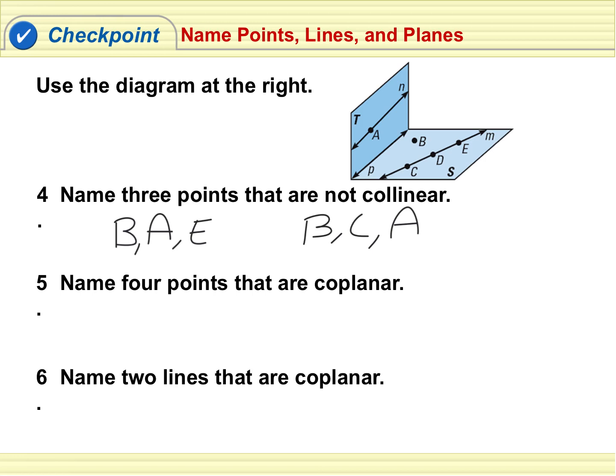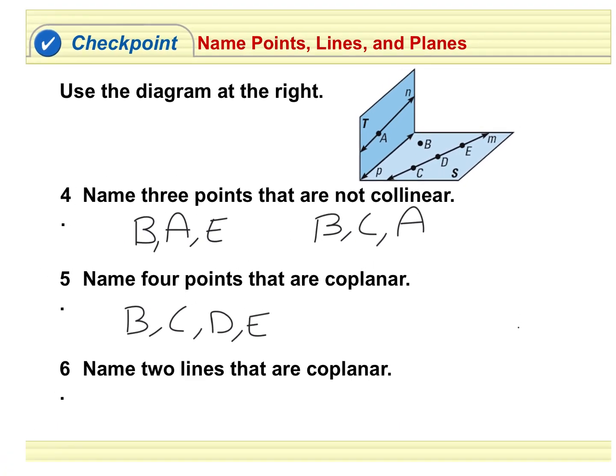Name 4 points that are coplanar. Again, what does coplanar mean? On the same plane. What are 4 points on the same plane? B, C, D, E. Is there any other example for that one? Or is that the only one? It's the only one, right?